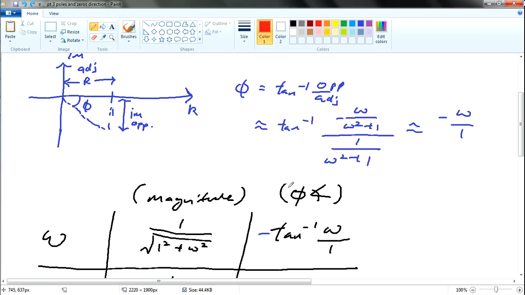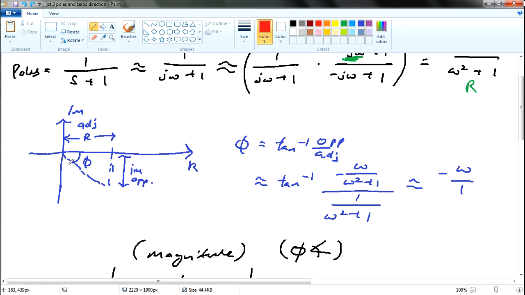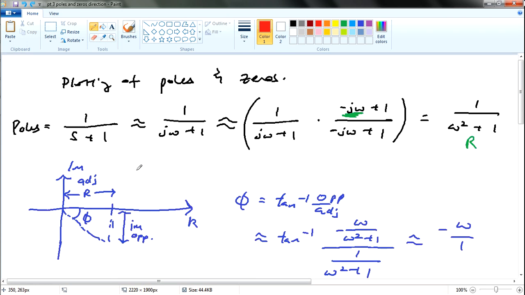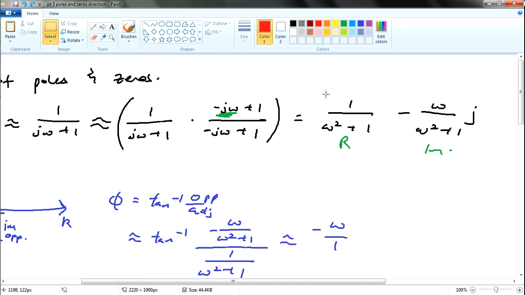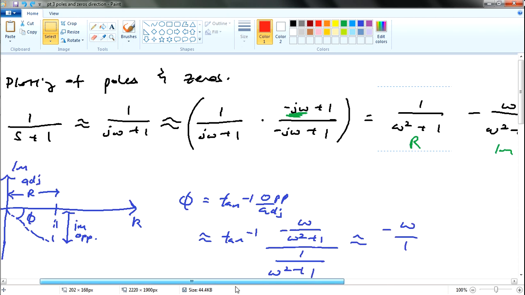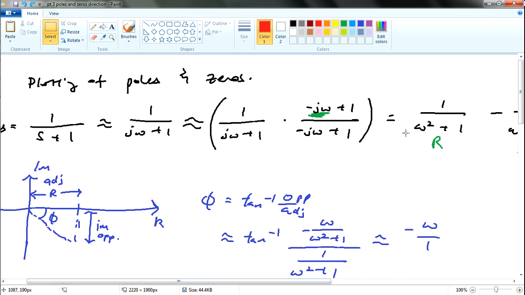So let's continue. You have this form over here. This is imaginary and this is real, and I actually put the numbers in. My real part is 1 over omega squared plus 1. If I substitute omega equals 0, what I have is 1, because 0 plus 1 is equal to 1. So therefore I have a value of 1 over here.